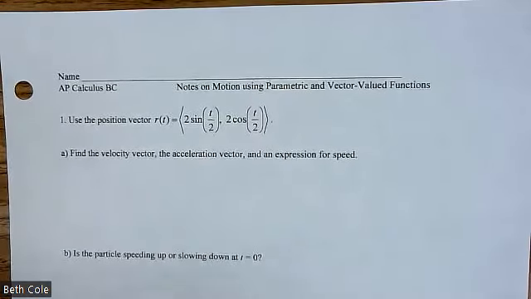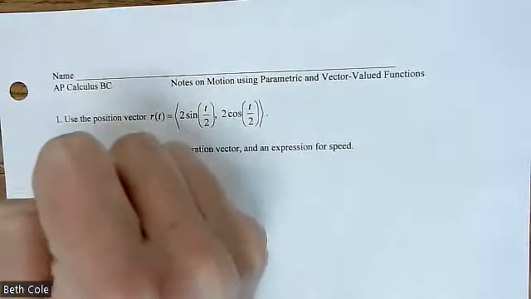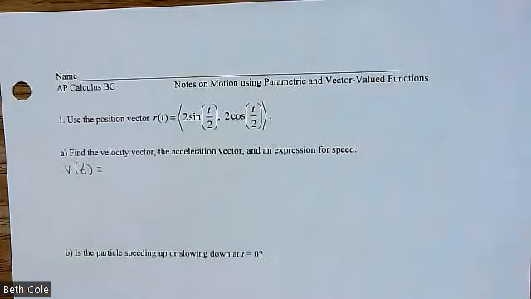All right, so read the first one. What are we given? Always read that first. Position. They usually give you position or velocity. Rarely do they give you acceleration, but make sure you're paying attention to what you're given. It says find the velocity vector, the acceleration vector, and an expression for speed. Velocity and acceleration are just going to be your first and second derivative.